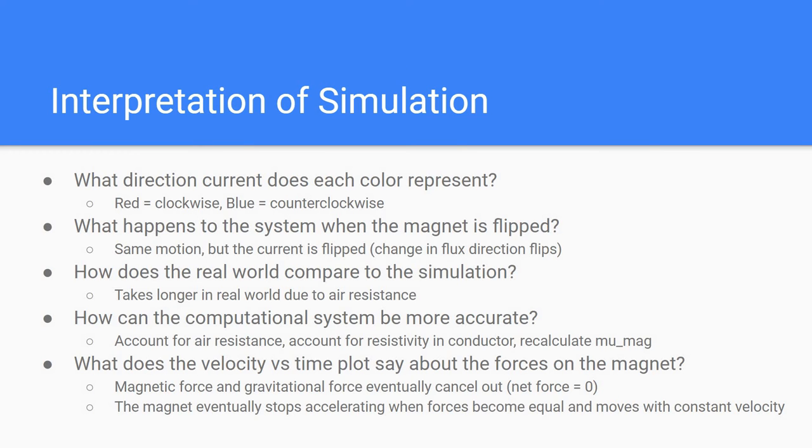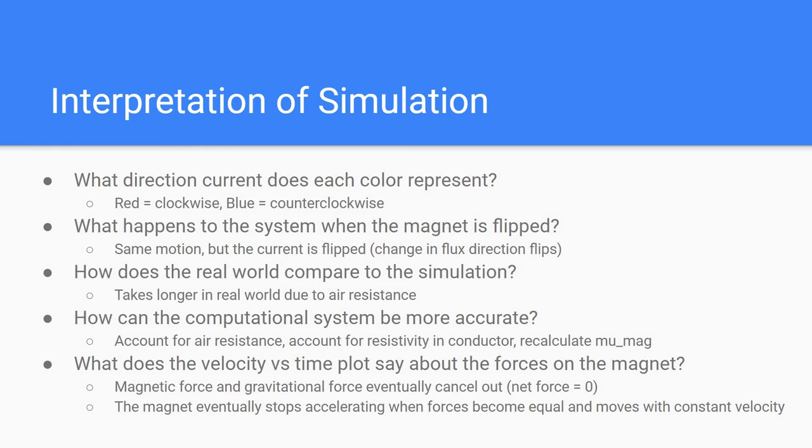Now we are interpreting the simulation. The red color represents a clockwise current, while the blue color represents a counterclockwise current. When the magnet is flipped, we get the same motion, but the current will be flipped, due to the change in the flux direction being flipped.